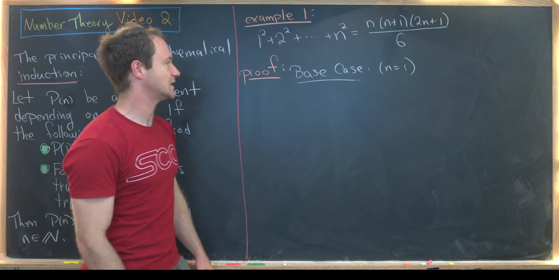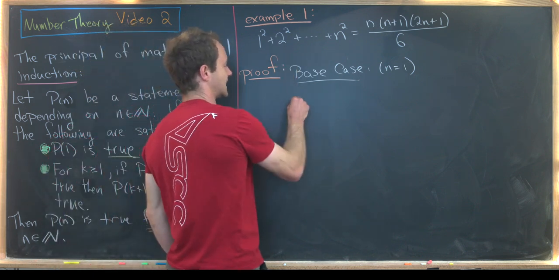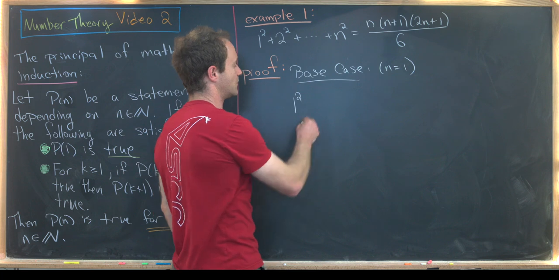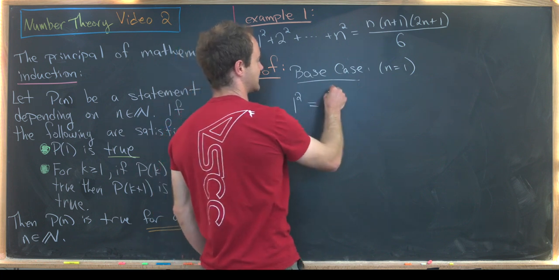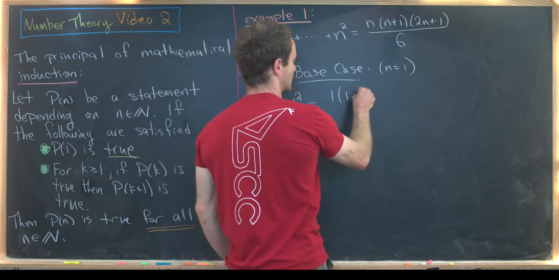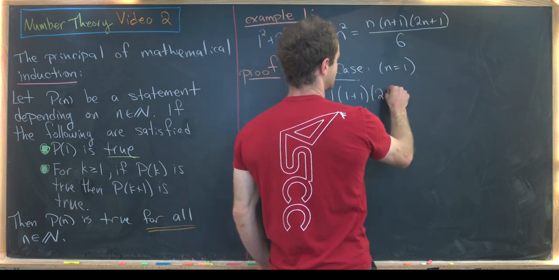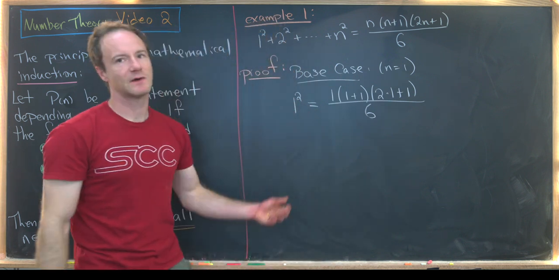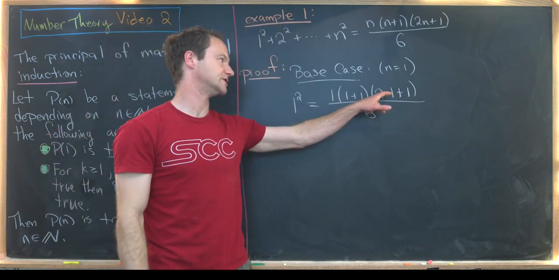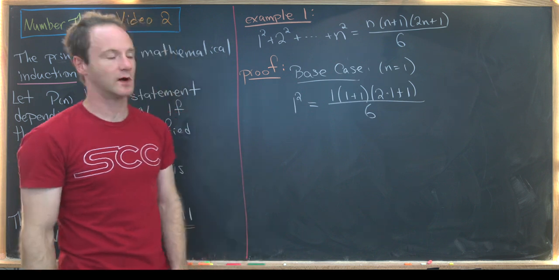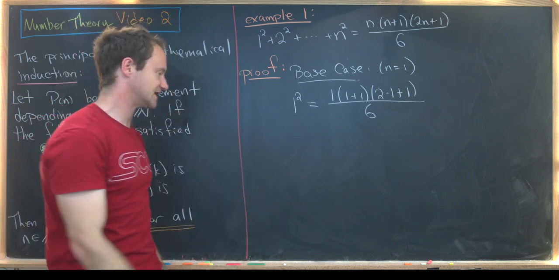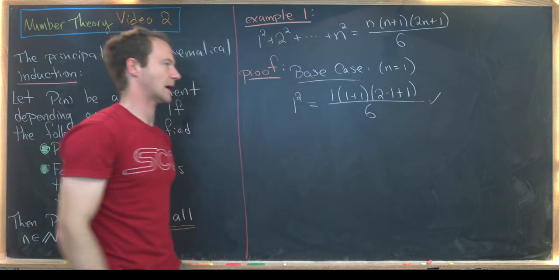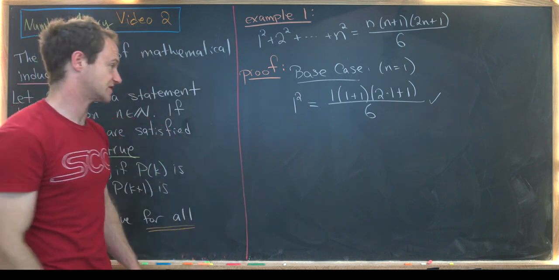Our base case, n equals 1. The left-hand side here is just 1 squared. But let's notice that 1 squared is the same thing as 1 times 1 plus 1 times 2 times 1 plus 1 all over 6. Well, that's pretty clear. We've got 1 times 2 times 3 over 6. That's just 1. So that means our base case is satisfied. Okay, now we're ready to move into the induction step.